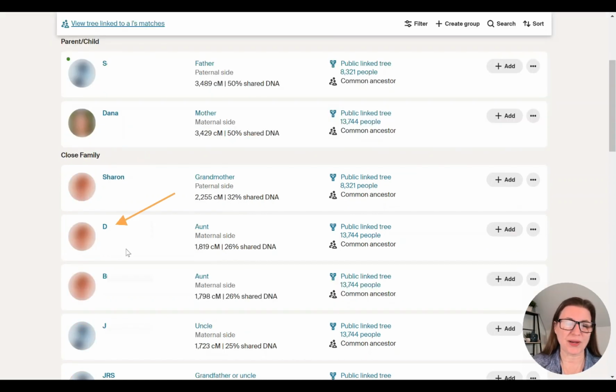Let's look at the next grandmother, D. D and my daughter share 1,819 centimorgans of DNA. But B and my daughter share 1,798. These are almost the same numbers. But B is actually my daughter's aunt, and D is a grandmother.